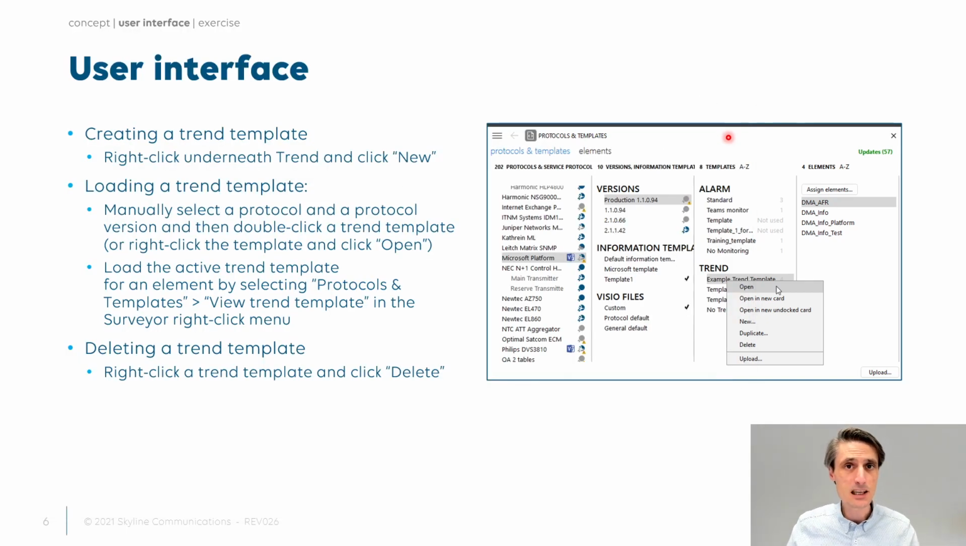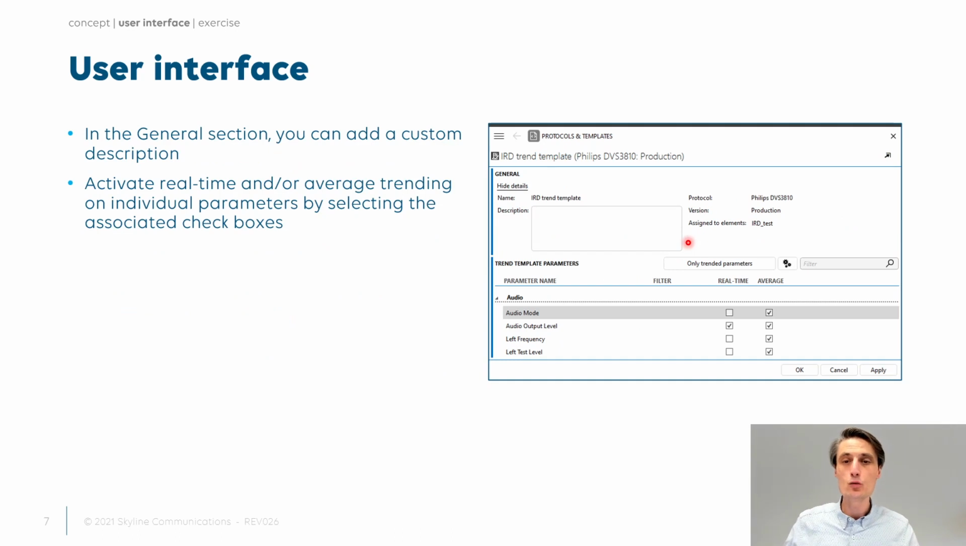So you can use again the right click menu there to create a new trend template. You can open, of course, an existing one. You can create a new one. You can duplicate an existing one. Of course, you can delete one as well, and you can also upload. So we will create a new one, and we will then see that next to the details again you have on top, so you can hide some details, some more information about the template. And then you see the list of all your parameters and you can start activating some of those checkboxes there.